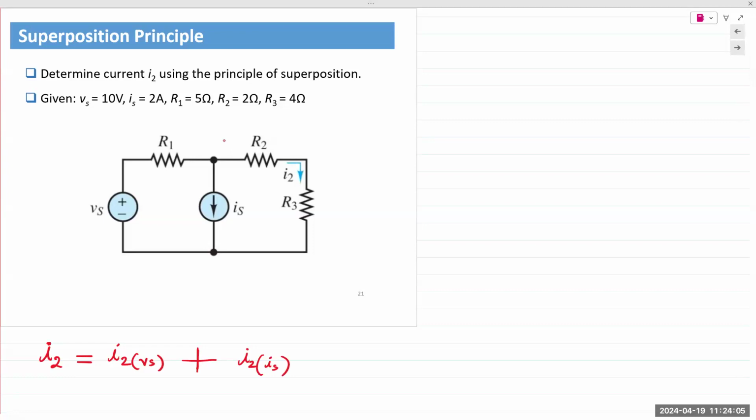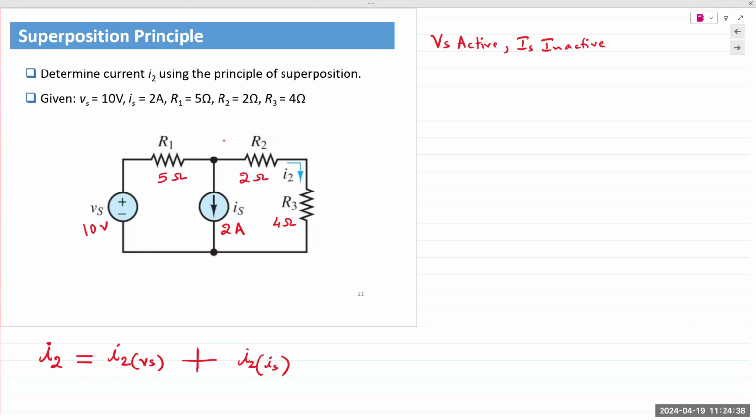So let's take the first case, where VS is active and IS is inactive. VS is 10 volts, IS is 2 amps, R1 is 5 ohms, R2 is 2 ohms, and R3 is 4 ohms.